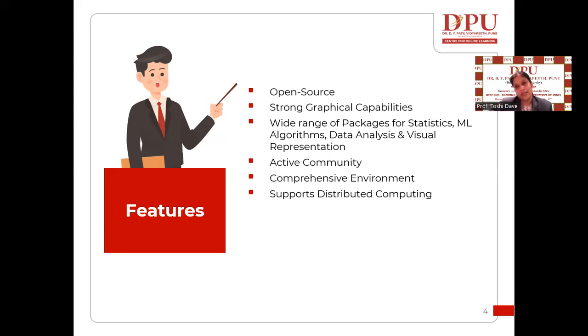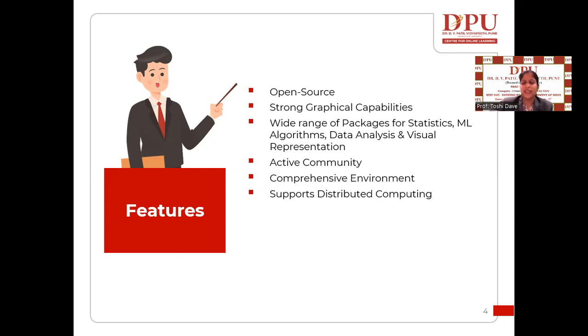Next is strong graphical capabilities. Yes, R is generally used to view the pictorial representation of data. Because R is a statistical programming language, it has a wide range of packages for statistics, machine learning algorithms, data pre-processing, data analysis and visual representation. Because R is open source, the community offering it is a very active community. They add improvements to the R code and the R interface.